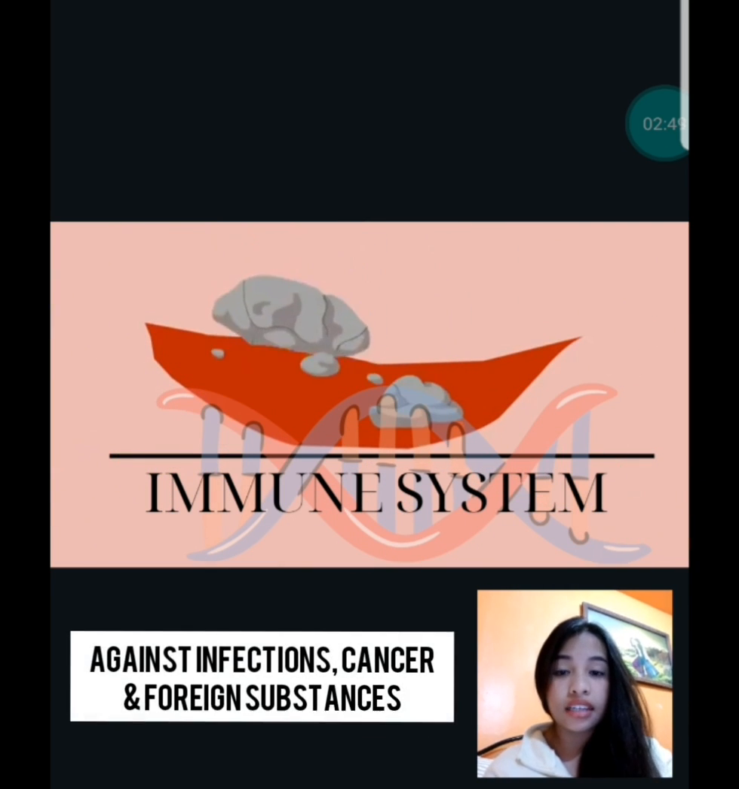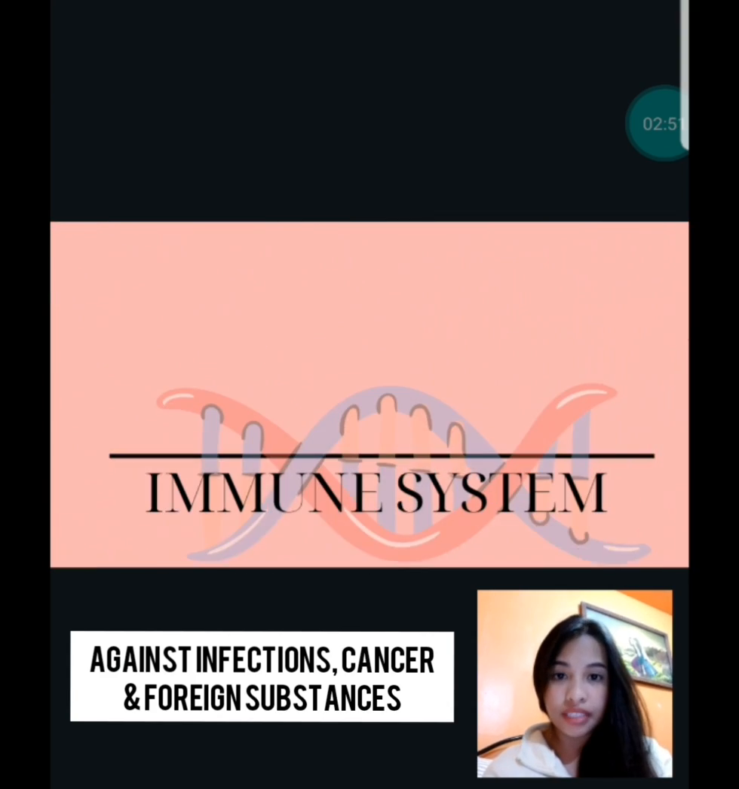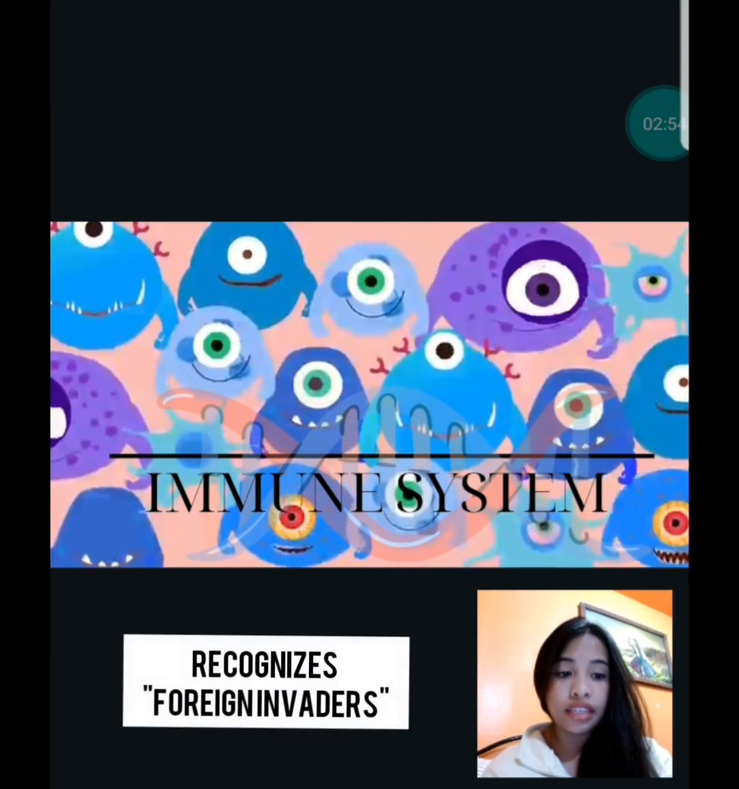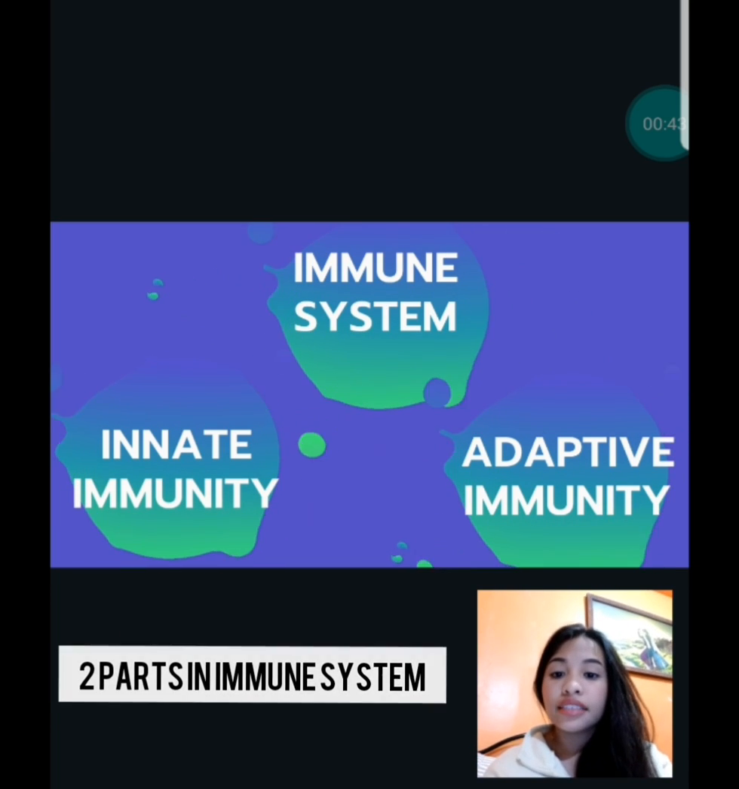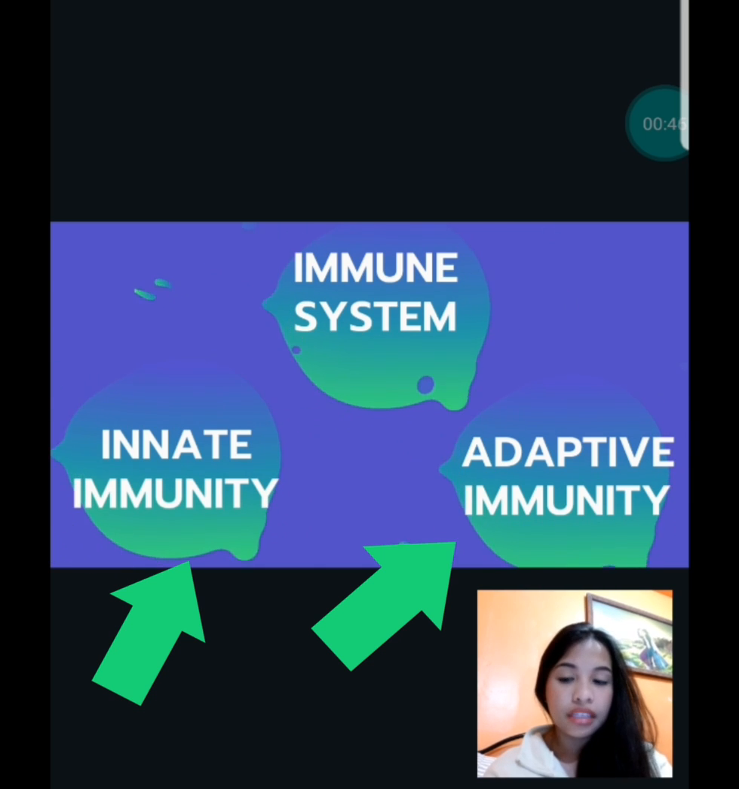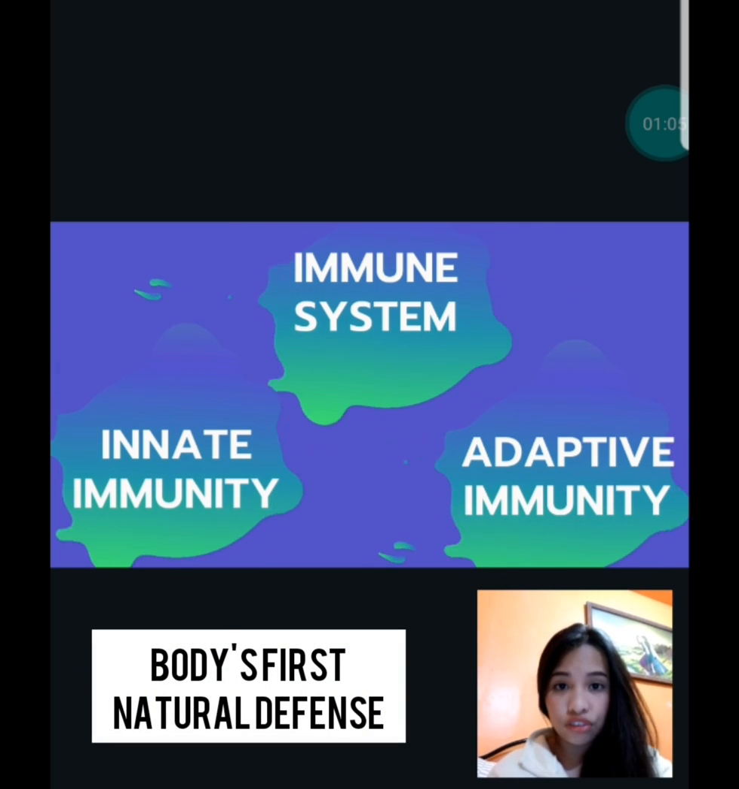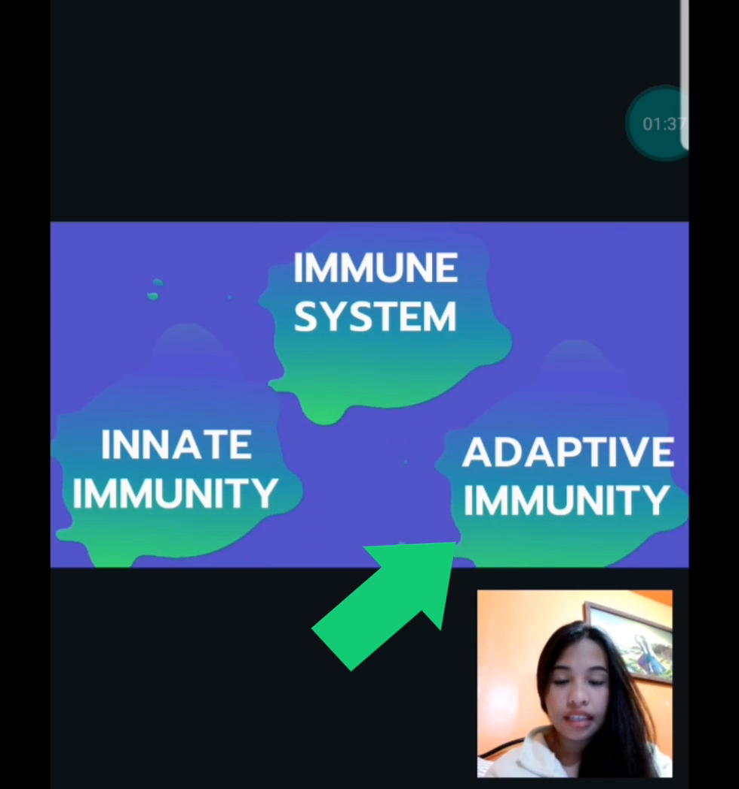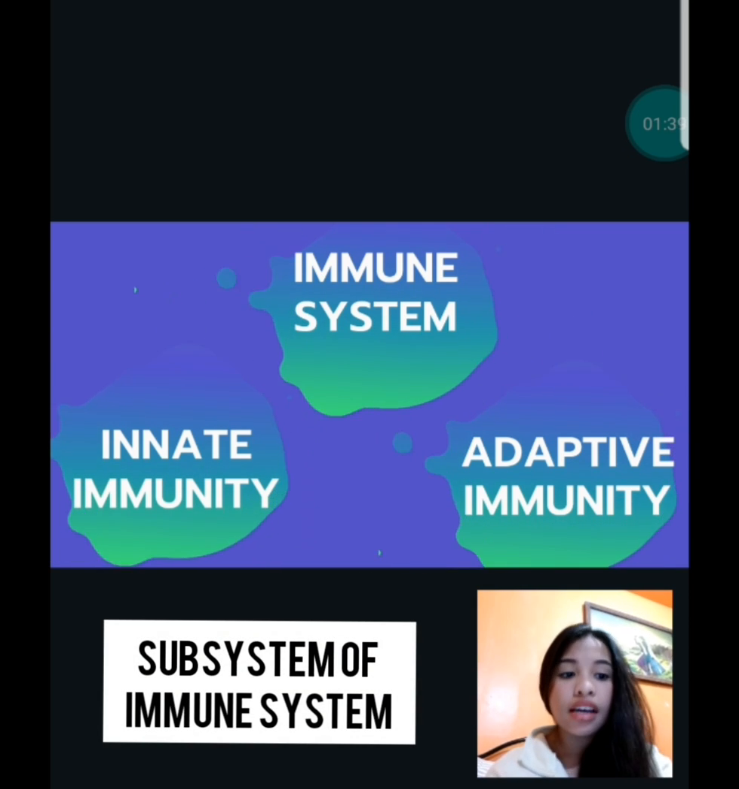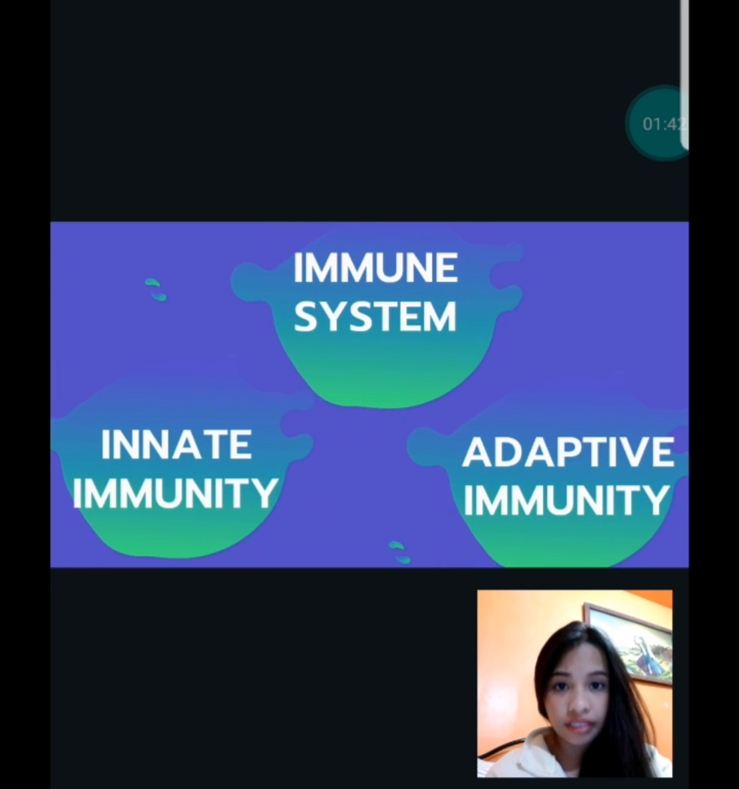It is the body's defense against infections, cancer, and foreign substances, since it helps the body recognize these foreign invaders. There are two parts in the immune system, innate immunity and adaptive immunity. Innate immunity is the body's first natural defense. It consists of defenses against infection that are activated instantly as a pathogen attacks. Adaptive immunity is a subsystem of the immune system that contains highly specialized systemic cells and processes that kill pathogens and prevent their growth in the body.